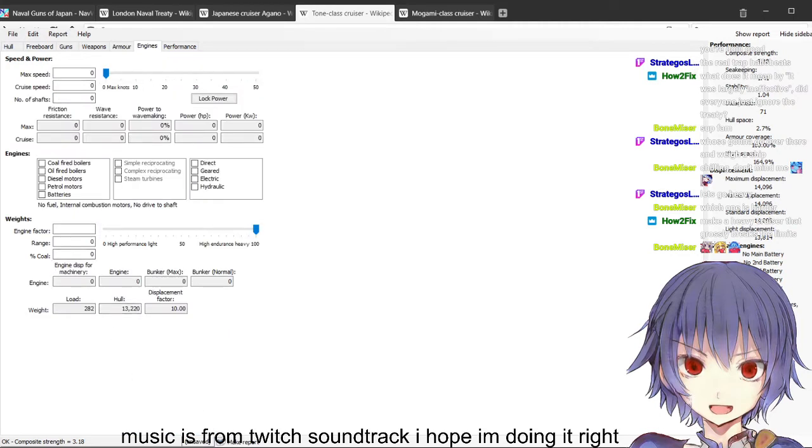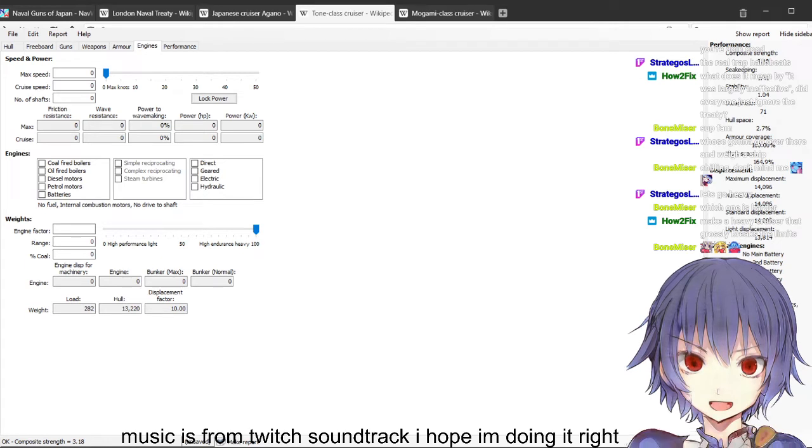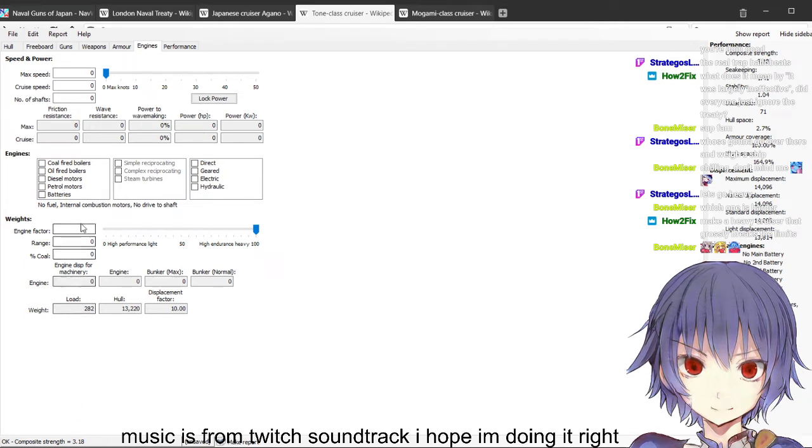So now we have an actual composite strength number, 3.18. It doesn't really mean anything. It's just a relative number. This ship is oil powered. It uses steam turbines and has a geared drive, which is basically the most common setup in the period.